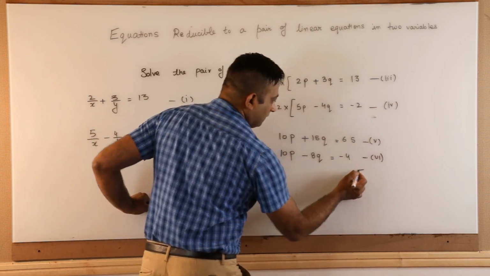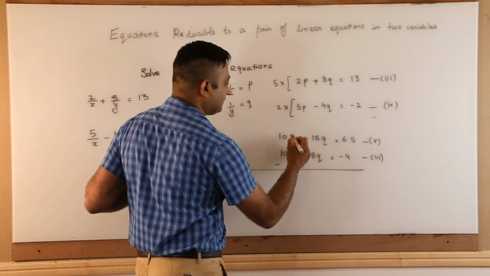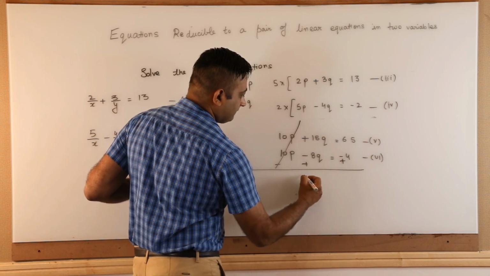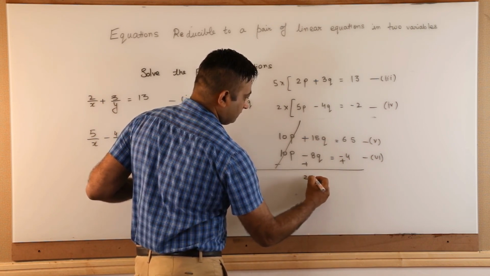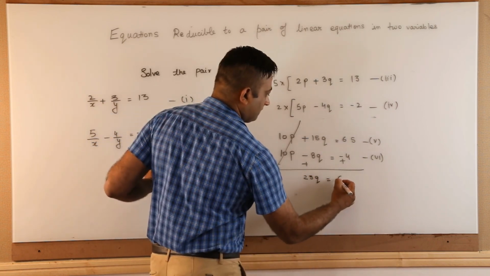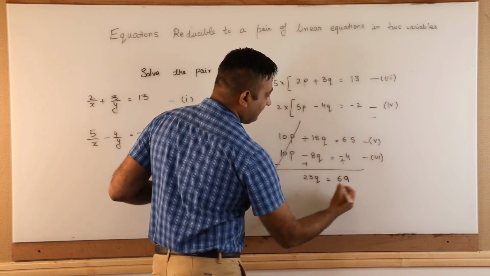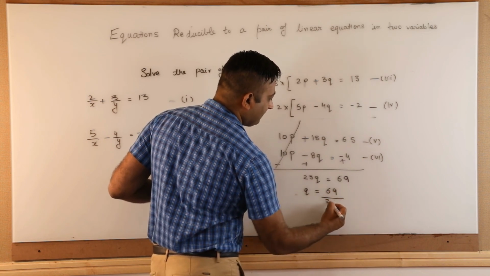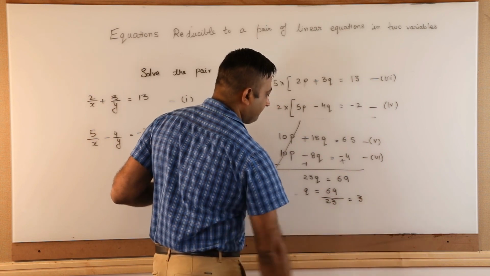Now let us eliminate p from these equations. This will become 23q is equal to 69. That means q is equal to 69 divided by 23. That means q is equal to 3.